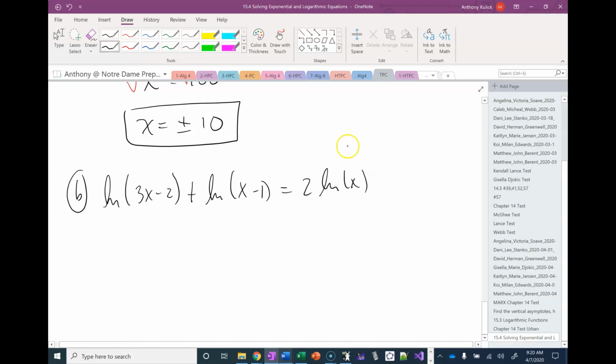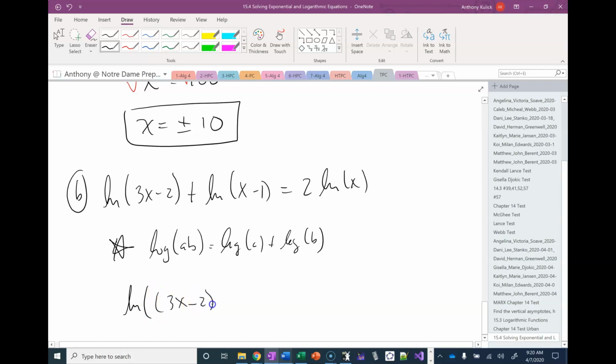If I look at the right side, I already have a single logarithm here. If I look at the left side, though, I have 2 separate logarithms. What I want to do is combine these into a single logarithm. I can do that because they're added together, by using the product property of logarithms. Remember, we said that log of AB is the log of A plus the log of B. Remember that was the product property?